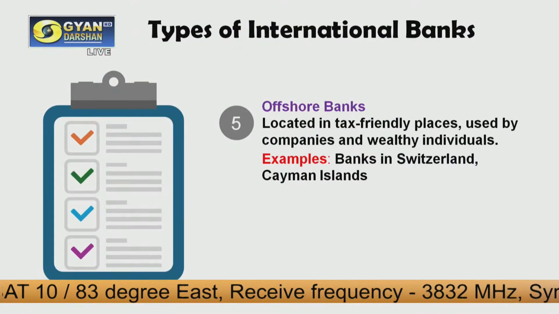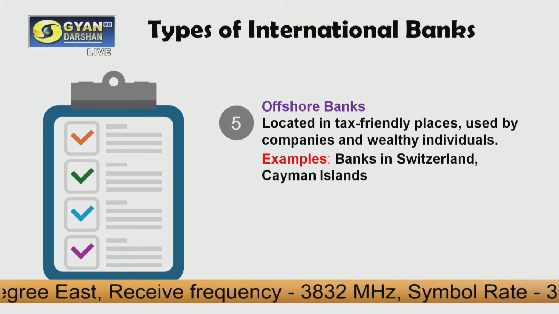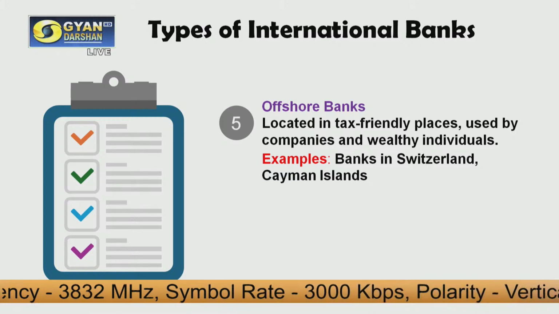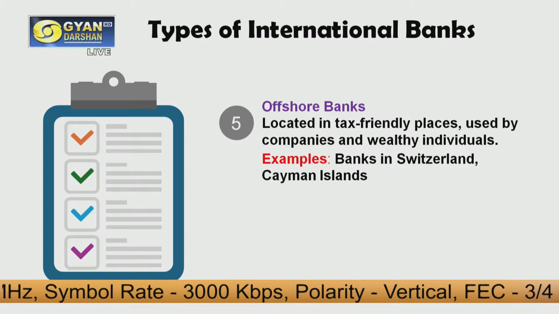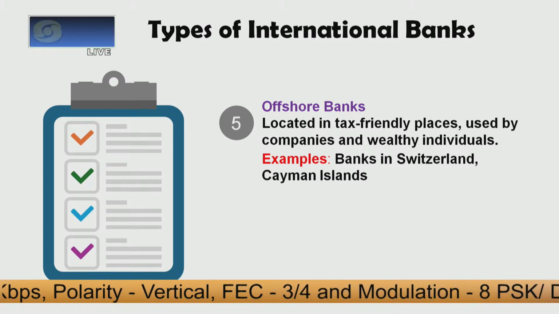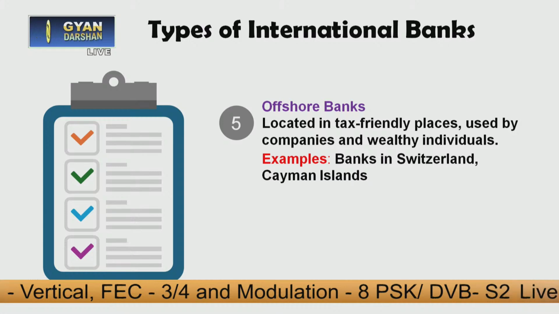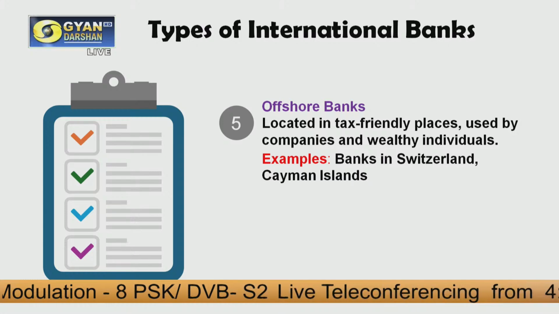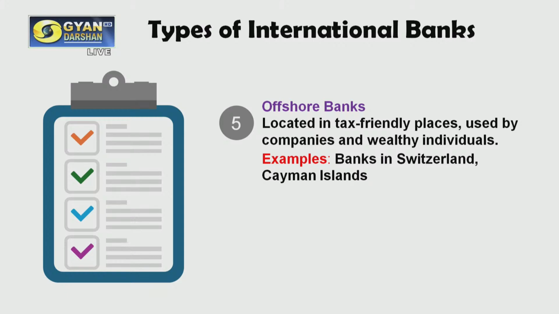There is another type of international bank which is also known as offshore banks. These offshore banks are located in tax friendly places, used by companies and wealthy individuals. These wealthy individuals are also known as HNIs, high net worth individuals. For example, the banks which are operating in Switzerland or Cayman Islands.